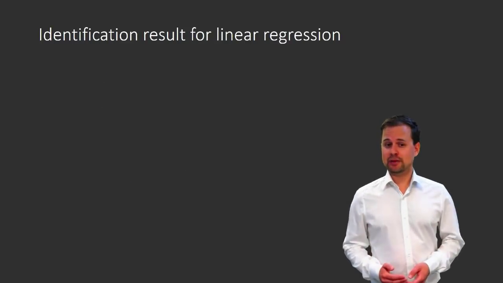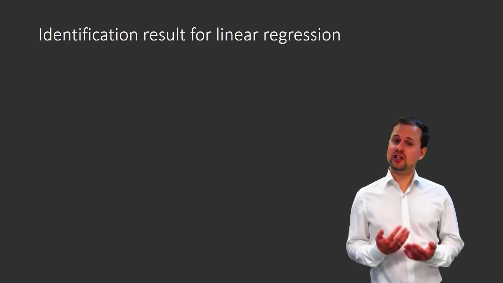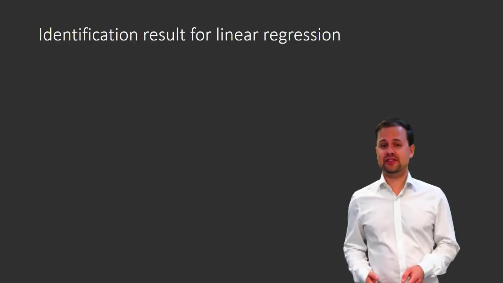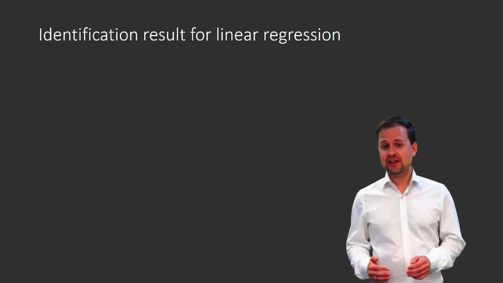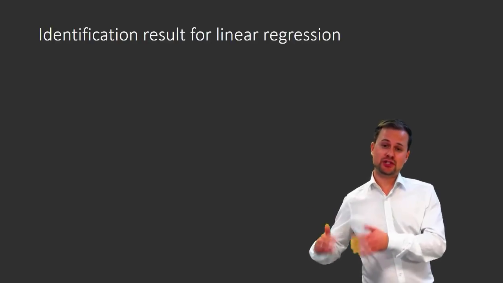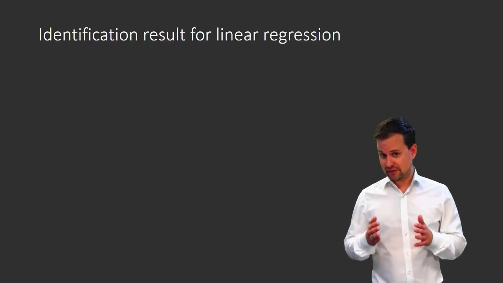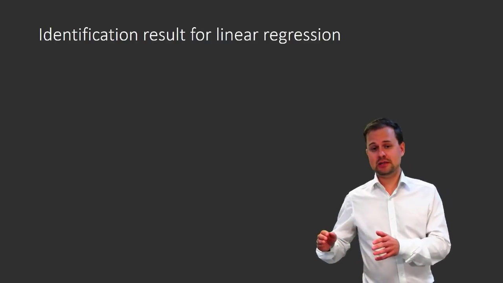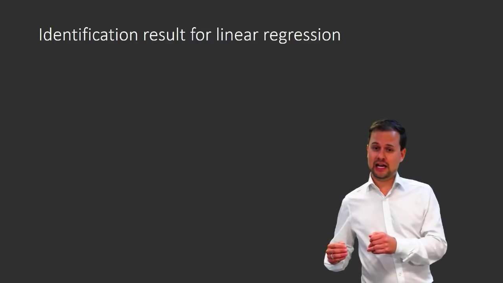Now I'm going to talk about an identification result for linear regression. Econometricians say that they can identify the coefficients of the linear regression model if they can write them as a function of the distribution of the observed part of the model. So if they can write the coefficients as a function of the distribution of outcome y and regressors x.